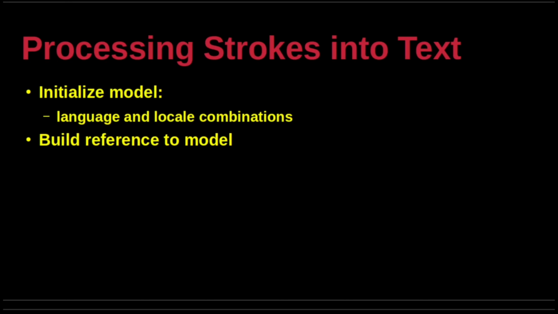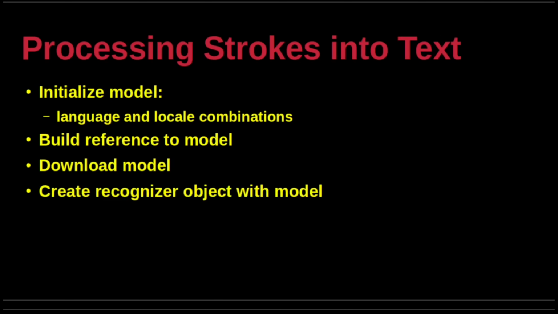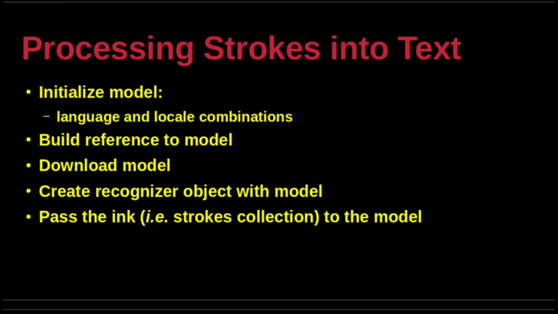The steps to process the strokes into text are: initialize the model with language and locale combinations, build reference to model, download model, create recognizer object with model, pass the ink, that is, strokes collection, to the model, parse the return results.